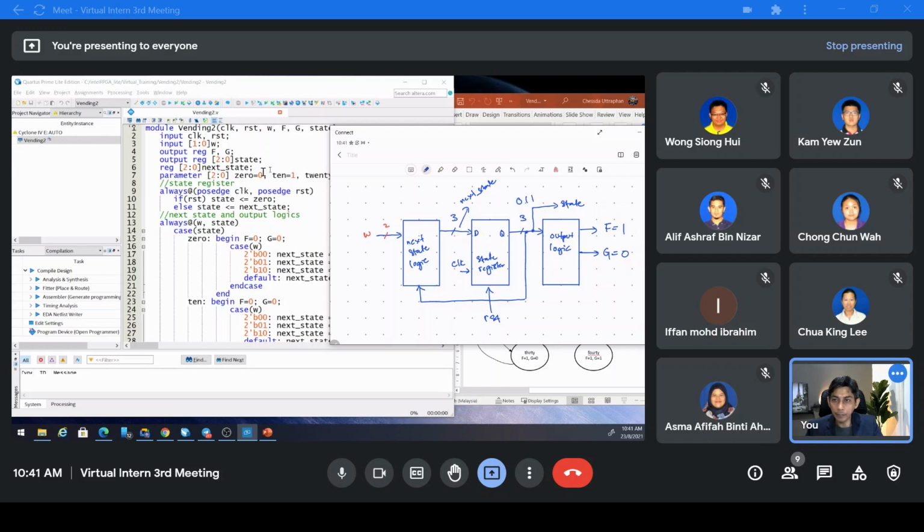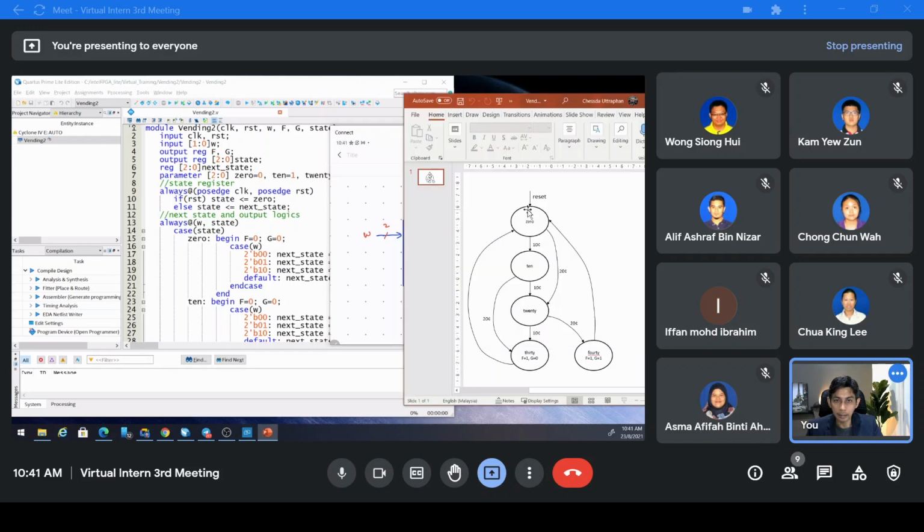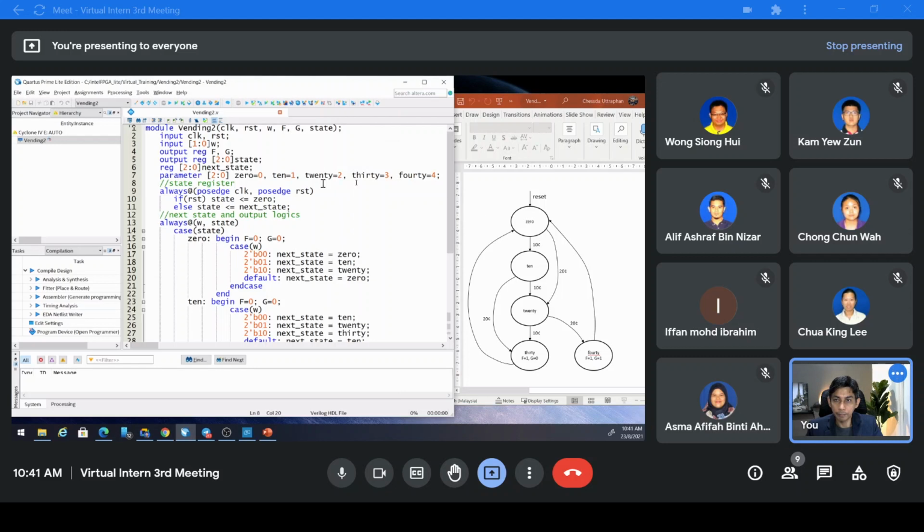And we have the state names, which we declare with parameter. So it is 3 bit. State 0, in binary is 0, 0, 0, to represent this, and we have state 1 to represent this, which is 0, 0, 1. State 2 is 0, 1, 0, this one. State 3 is this one. State 4 is this one.